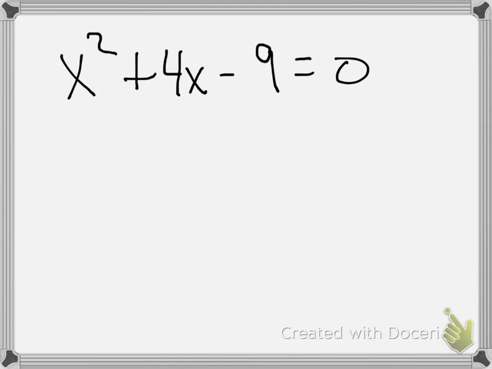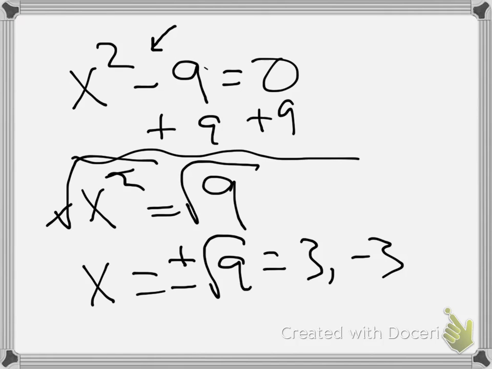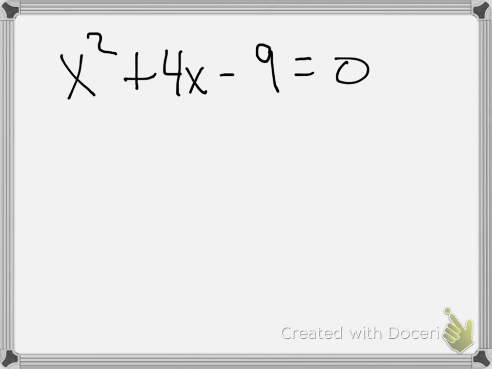And what that does is it forces us to have this perfect square that we don't have, because if we have this perfect square that equals some constant, then we're in business. So we have to create that perfect square, and here's how we do it.